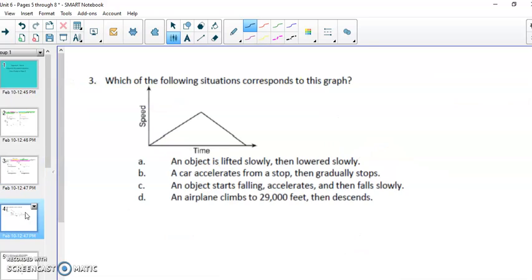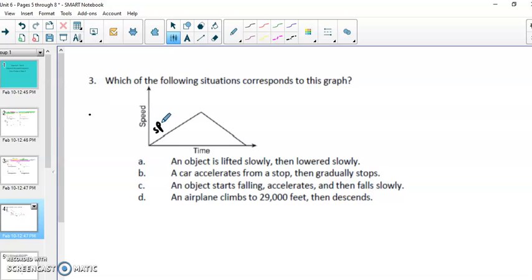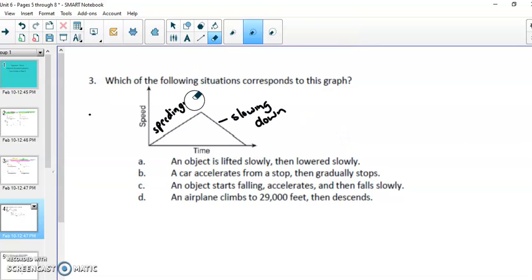Okay, moving along. Which of the following situations corresponds to this graph? So let's just look, and then we'll look at the choices. We've got time and speed. So this means we're speeding up, and I'm actually going to write that in. This is a good one. We're speeding up, and then we're slowing down. So let's think about this in two words. Speeding up. Okay, so let's see what this could be.